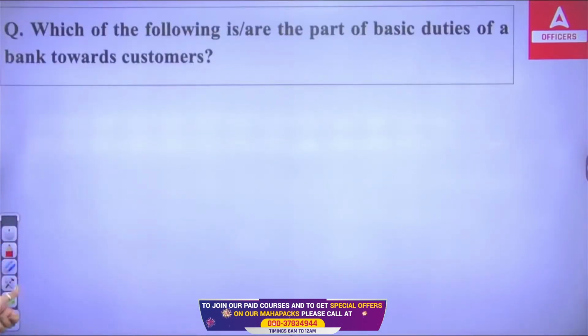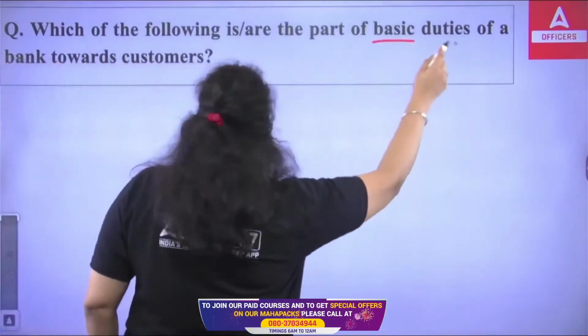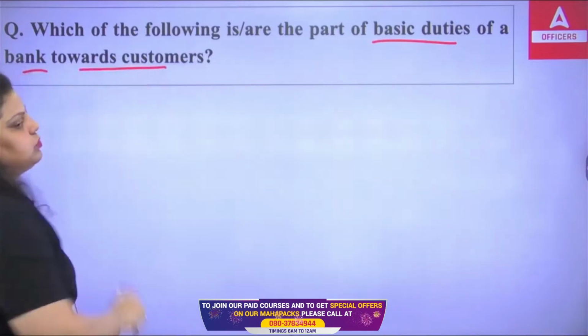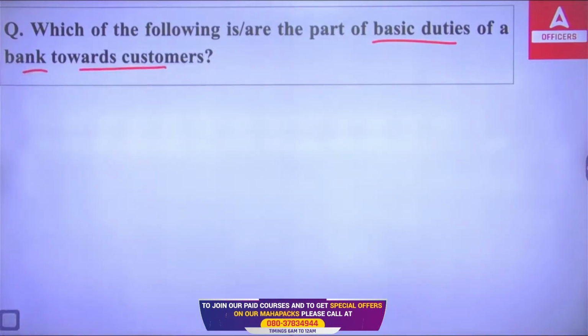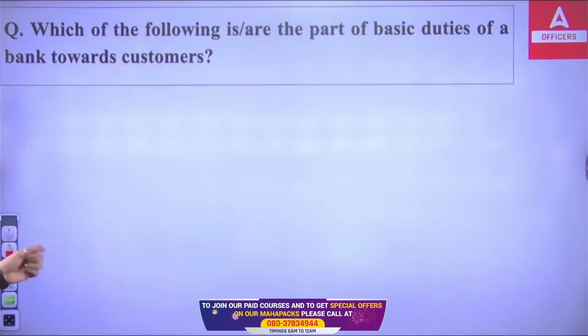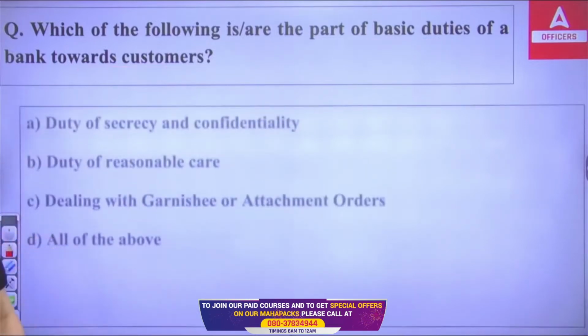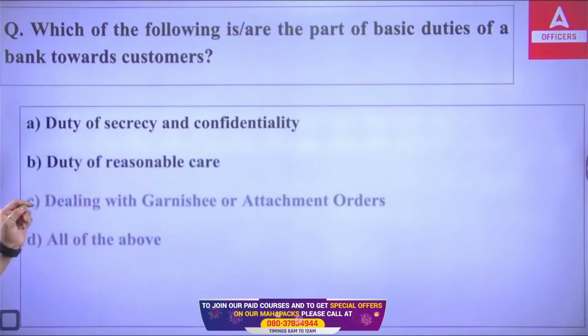Now the next question is: which of the following are part of the basic duties of a bank towards the customer? The bank has certain duties and responsibilities towards the customer. Out of these four, which is the duty of a bank? First, duty of secrecy and confidentiality. Second, duty of reasonable care. Third, dealing with garnishee or attachment orders. Fourth, all of the above.